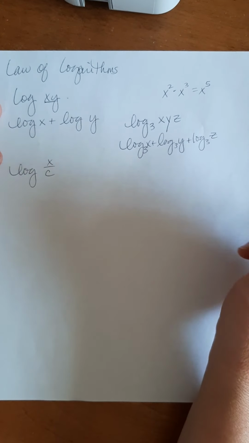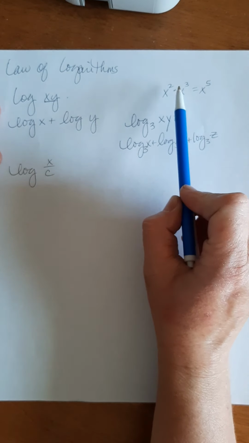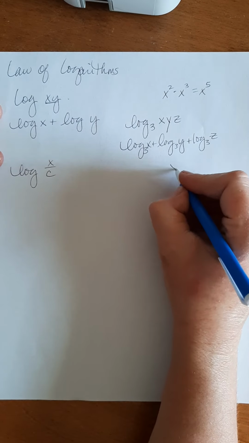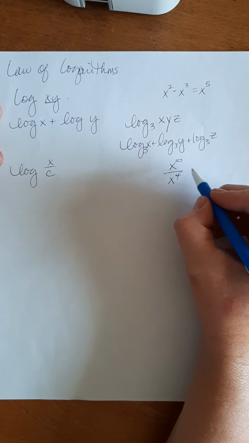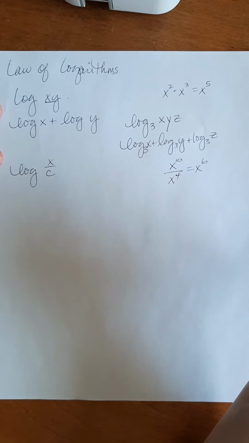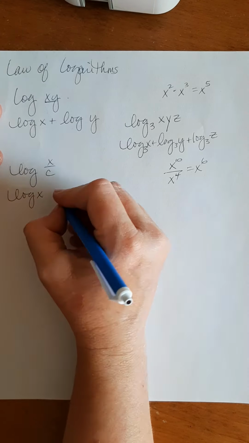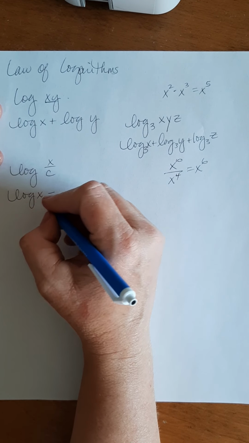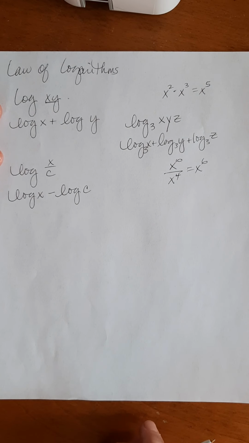Let's divide. So think about it. If when multiplying you add the exponents, what did you do with dividing? Yep, you subtracted. So this would be log base 10 of x minus log of c.